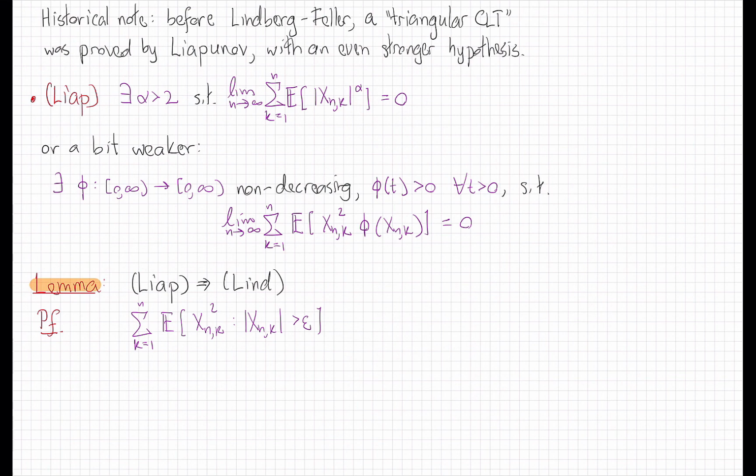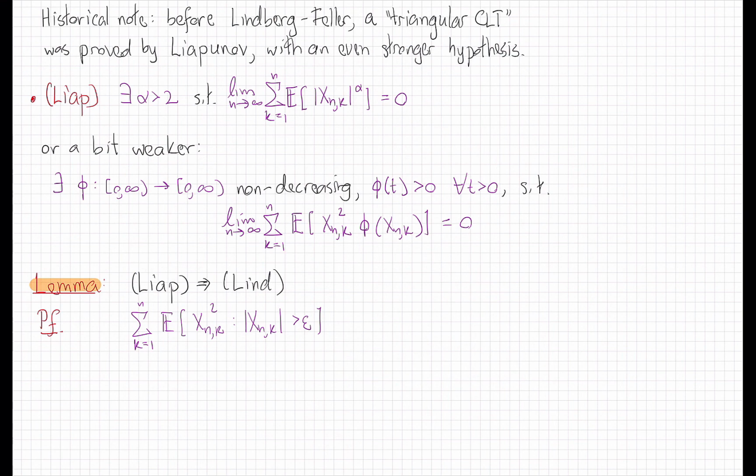That's the condition that Liapunov stated to conclude the asymptotic normality in the central limit theorem, but it turns out the same proof works with an even weaker condition. We merely need to assume that there exists some non-decreasing function phi on the positive reals, which is strictly positive on the strictly positive reals, so that X n k squared times phi of |X n k| has expectation that sums along each row to something that tends to 0. That condition implies a central limit theorem, and the reason is that it implies the Lindeberg condition.